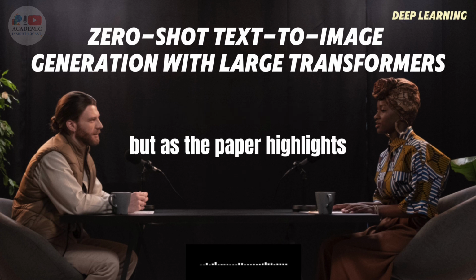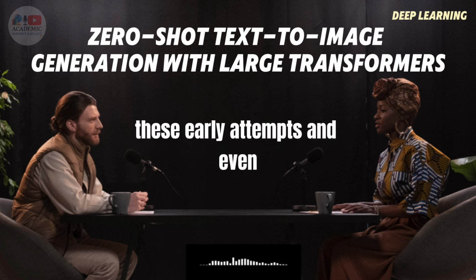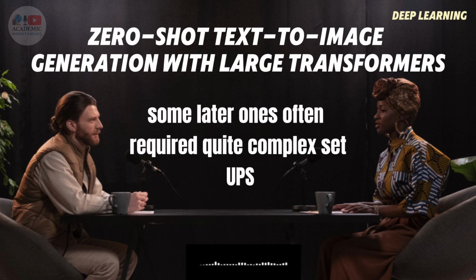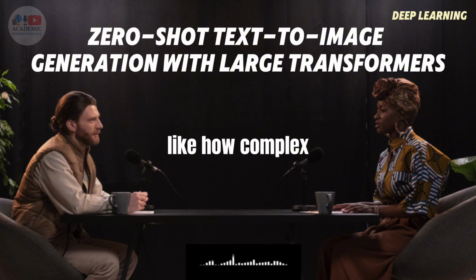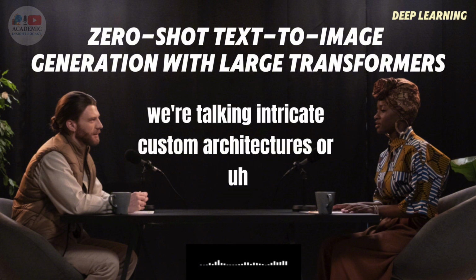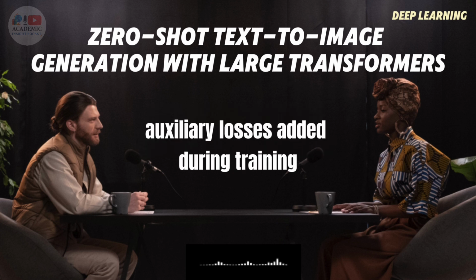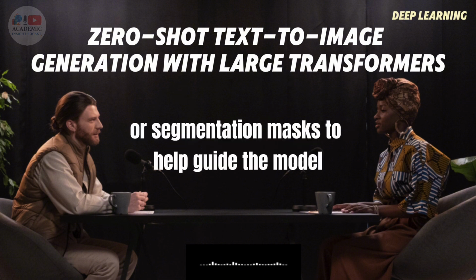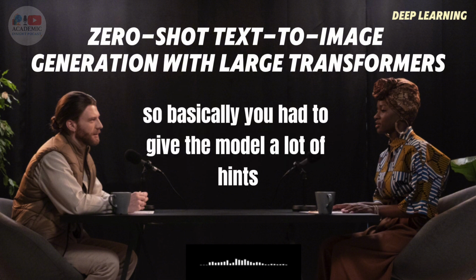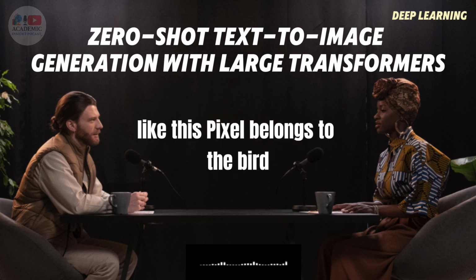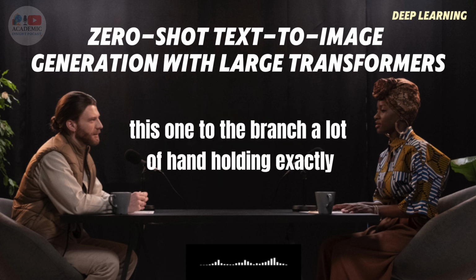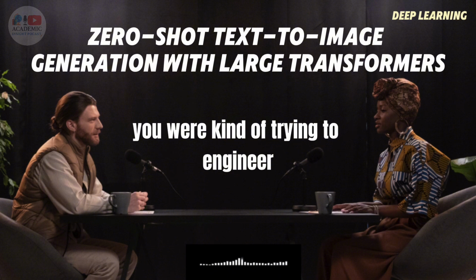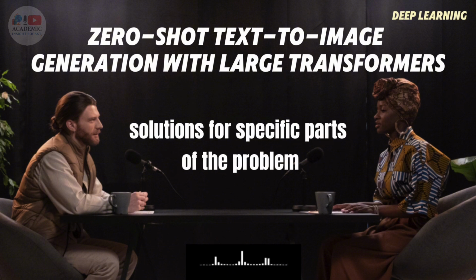Precisely. But as the paper highlights, these early attempts, and even some later ones, often required quite complex setups. Like how complex? We're talking intricate custom architectures or auxiliary losses added during training, sometimes even needing extra data like object labels or segmentation masks to help guide the model. Okay. So basically you had to give the model a lot of hints like this pixel belongs to the bird, this one to the branch, a lot of hand-holding. Exactly. You were kind of trying to engineer solutions for specific parts of the problem, piece by piece.